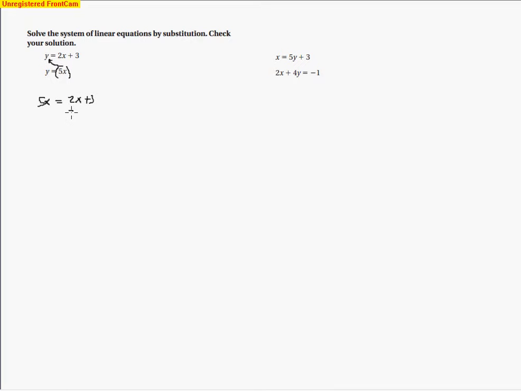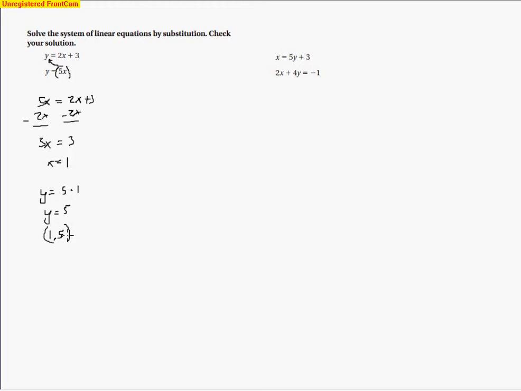So I can subtract that 2x from both sides. That leaves me at 3x equals 3. Divide by 3, and I get x is 1. So x is 1, so I can take that 1 and put it back in for one of these x's here. So y equals 5 times 1, and I've got y is 5. So I know it works with this equation down here, because that's what I substituted into. And this point is 1, 5.